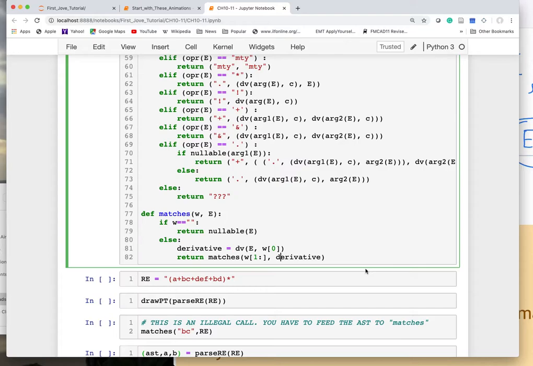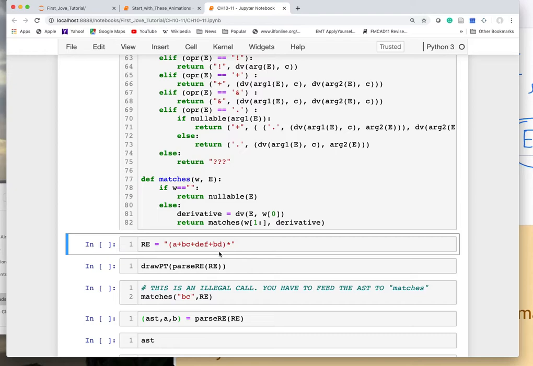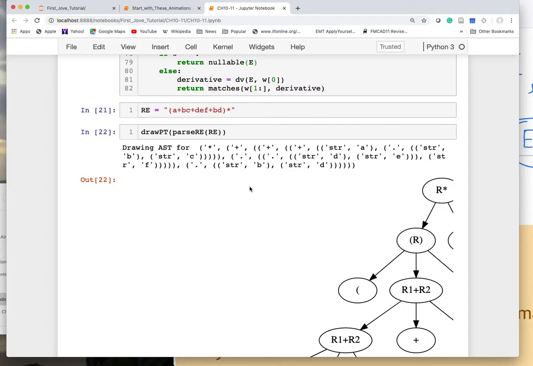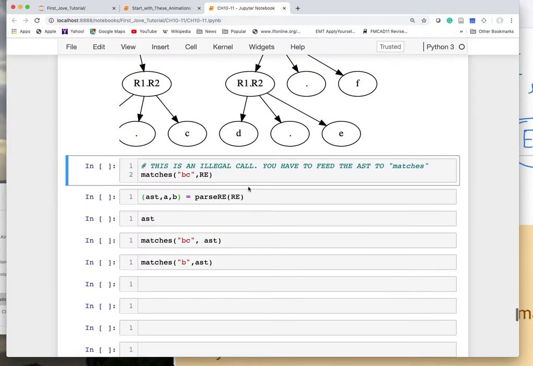So let us take this regular expression and see whether this guy matches a certain pattern. So let us run this. I hope I ran this cell. If not, I'll get a surprise. So that's a regular expression. Draw parse tree. So that's the regular expression I'm going to deal with. So the regular expression itself has been turned into a big parse tree. Here is the pretty form of the parse tree. You can study it. But here is the Python data structure for the parse tree.